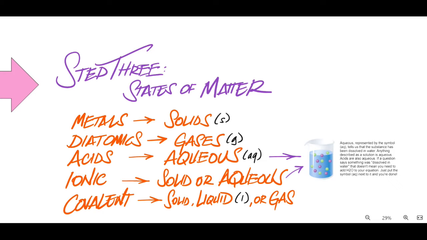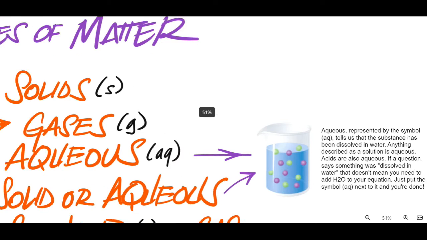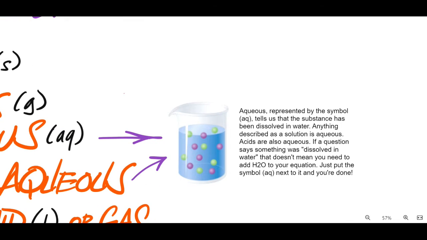But back to that aqueous thing. You may not be so sure of what that means. Aqueous, which is represented by the symbol aq, tells us that the substance has been dissolved in water. Anything that's described as a solution is aqueous. Acids are also always going to be aqueous. And if a question says something was dissolved in water or mixed with water, that doesn't mean you need to add H2O to the equation. Just put the symbol aq next to it and you're done.